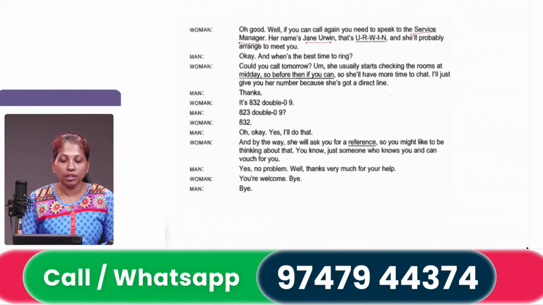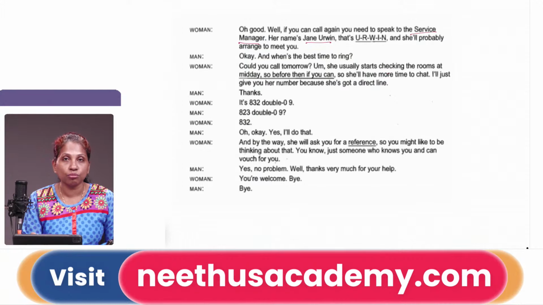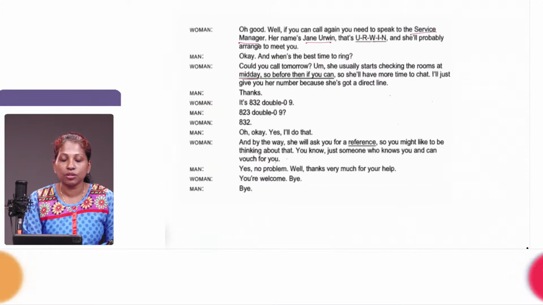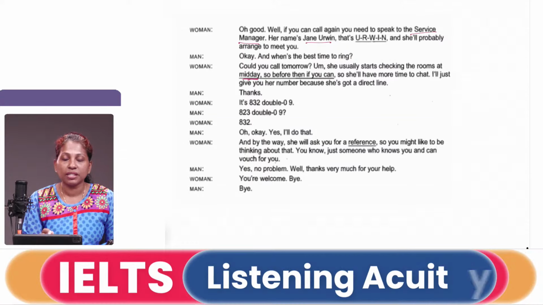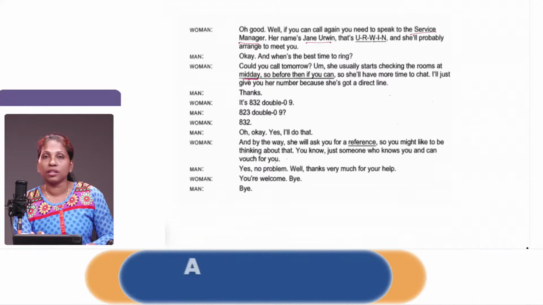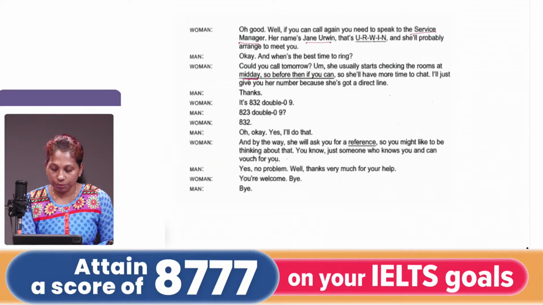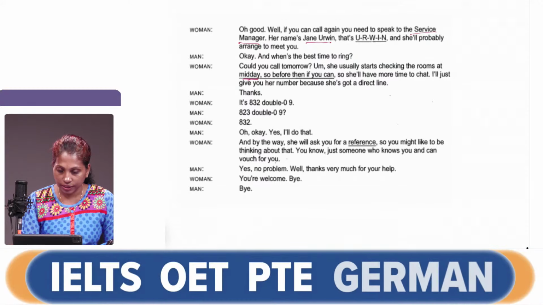I will just give you her number because she's got a direct line. So when is she available? She normally starts checking the rooms, she's a service manager, that's her job, at midday, right? This is your answer. That means the best time to call her is starting from midday. So you don't have any other option here. You cannot predict that after midday maybe I will call in the evening. No, it's specifically given there, midday.